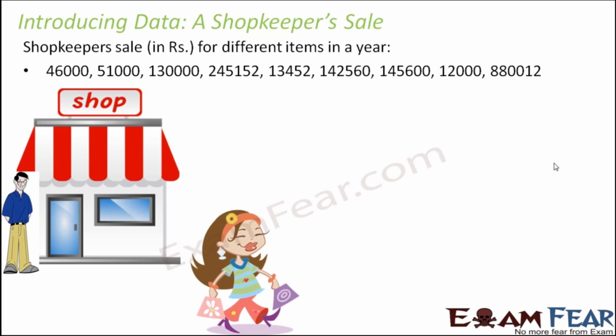Now, what are those items? Because in his shop, if it is a stationery shop, he might have various items, like books, pencils, pens, sketch pens, scissors, glue. It could be anything, right, in a stationery shop. But which is the sale for which particular item is again not mentioned here. So again, you see, looking at this data, it is very difficult for the shopkeeper to analyze anything. Why do we even need this kind of data? Why are we even talking about these kind of numbers?